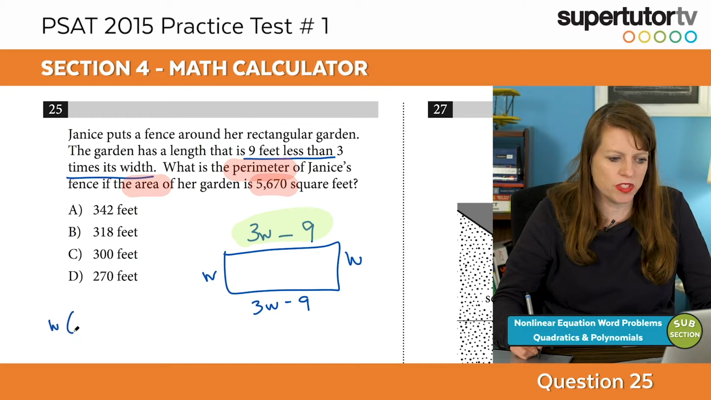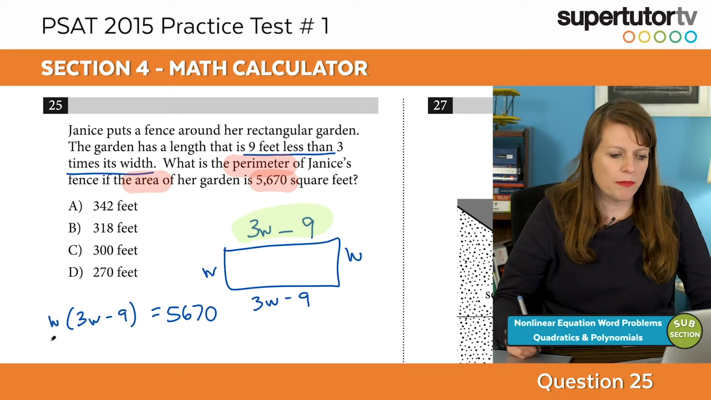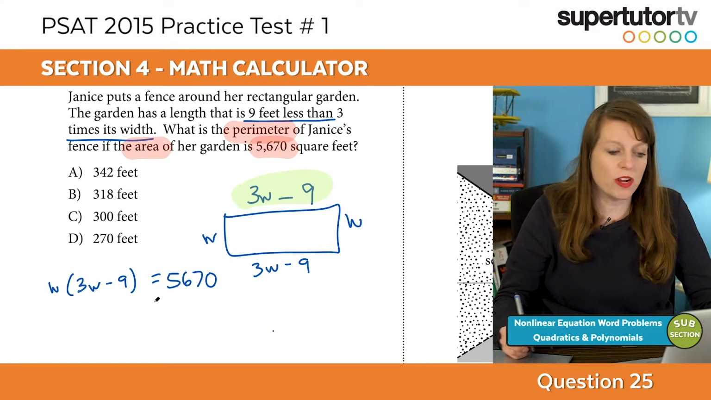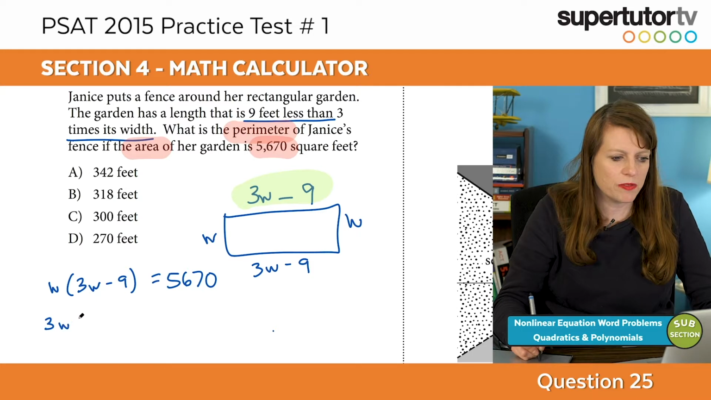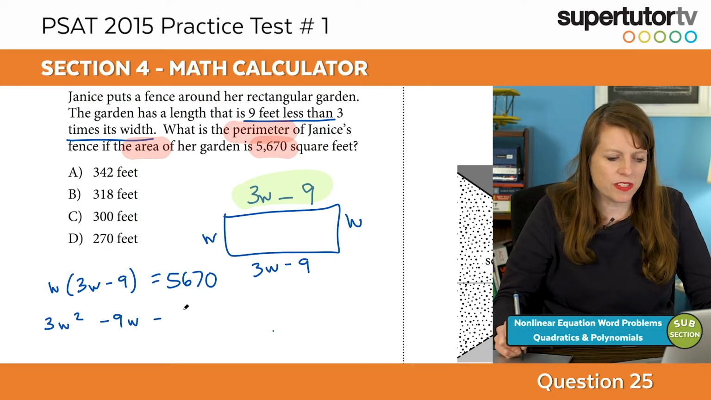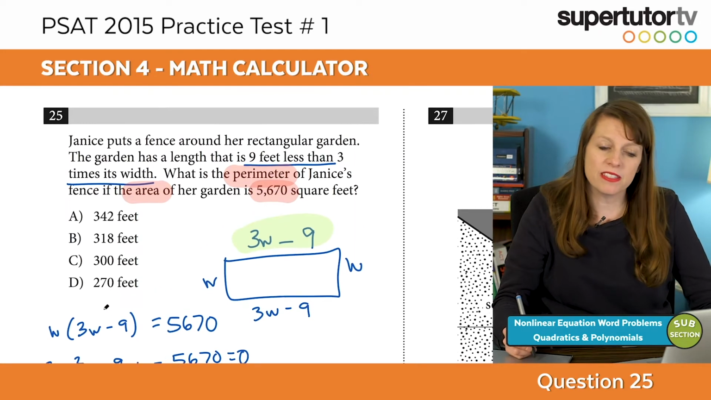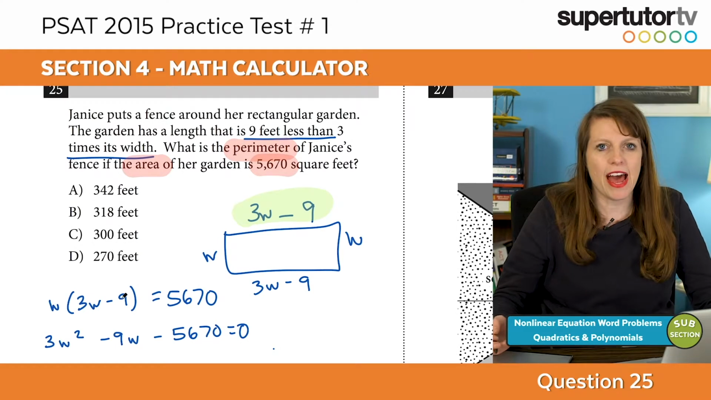So the first thing I'm going to do is W times 3W minus 9 equals 5,670. From this, I can solve for W. This is just a quadratic equation. So this is going to be 3W squared minus 9W, and then I can move this to the other side, minus 5,670 equals 0.